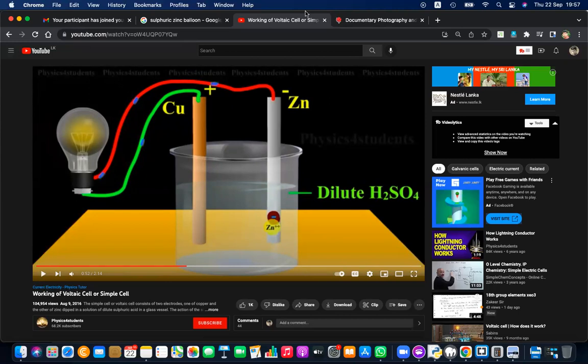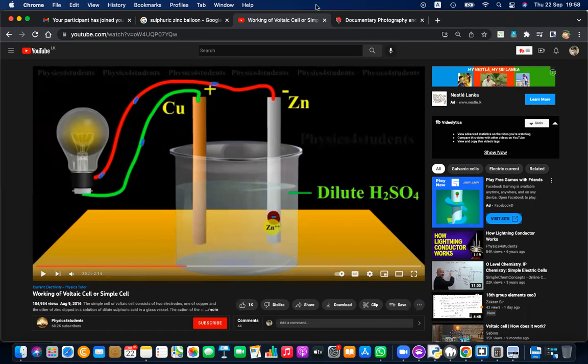I think the first answer. Zinc to copper. Is it? Or copper to zinc? No, sir, zinc to copper. Okay, zinc to copper. Then current flows from copper to zinc. Current flows from copper to zinc.